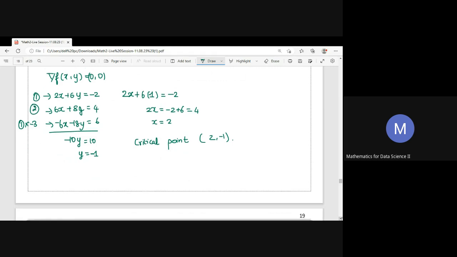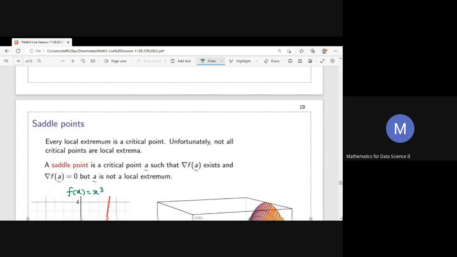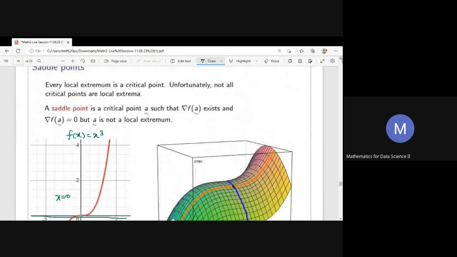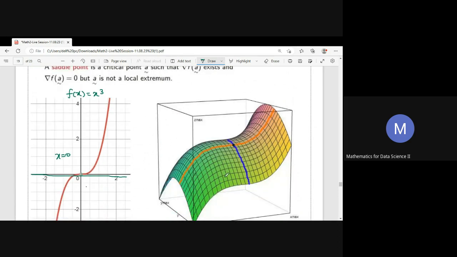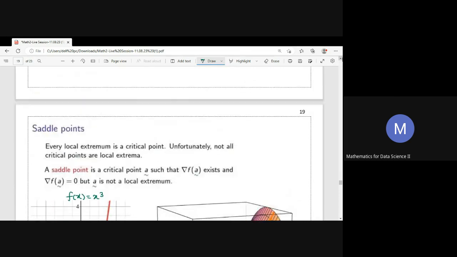Okay, fine. So I already explained saddle points. A saddle point is a critical point where the gradient is 0, but your point is neither a local maximum nor a local minimum. So you see that it is a critical point such that your gradient exists and is equal to 0, but the point is not a local extremum. I have already explained this with two graphs. So the saddle point concept is clear for you, right? Saddle point and finding critical points, is it clear for you?